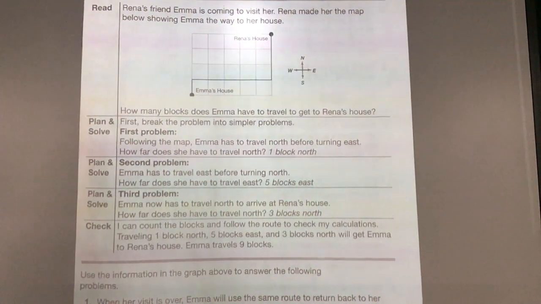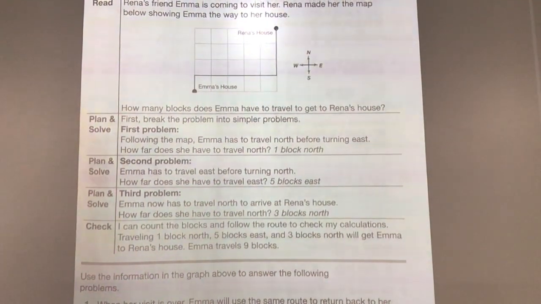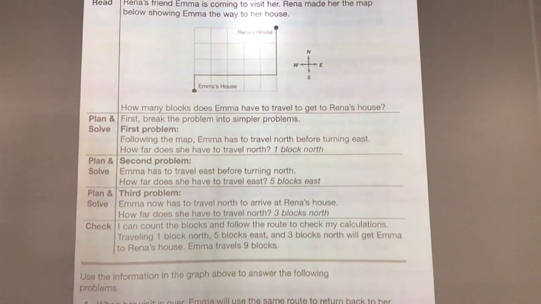So up here on the board, it says that Raina's friend Emma is coming to visit her house. Raina made her the map below showing Emma the way to her house. I'm guessing she's riding her bike there. That's my guess. I don't think she's old enough to drive. We're going to go with she's riding her bike.